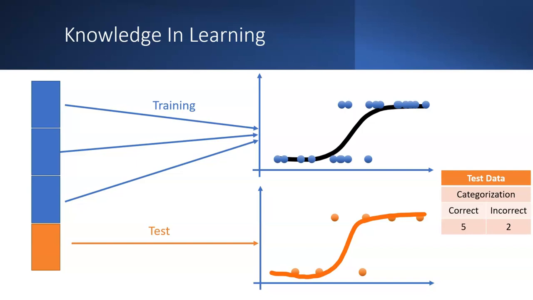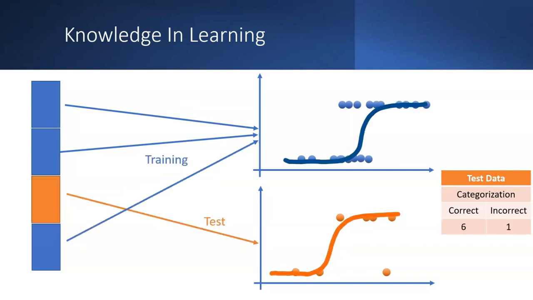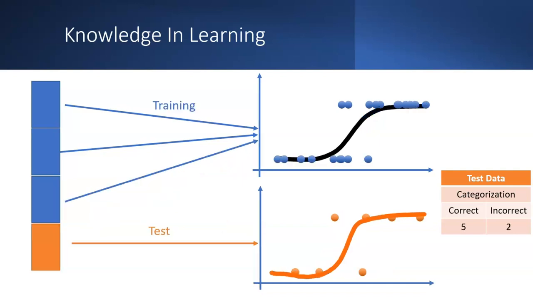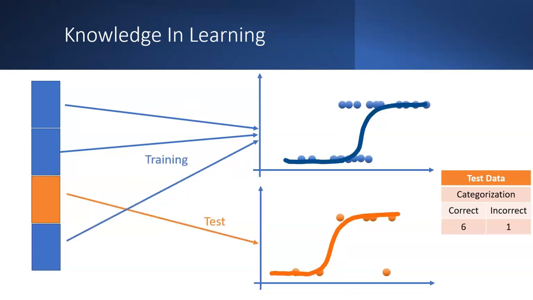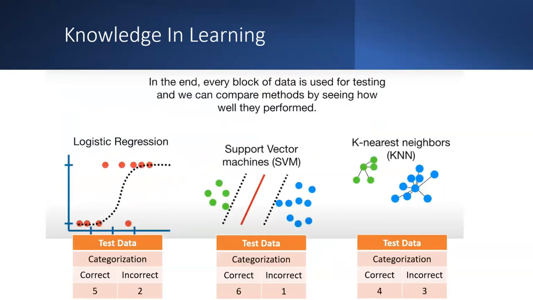You can make it 80% and 20%, or in practical life sometimes 70% and 30%. It depends. In the test categorization, five were correct and two were incorrect, right? So you can judge the accuracy: five were correct and two were incorrect, so it's more than 60%. Here you can see six were correct and one incorrect, so the accuracy is becoming better with the third block.